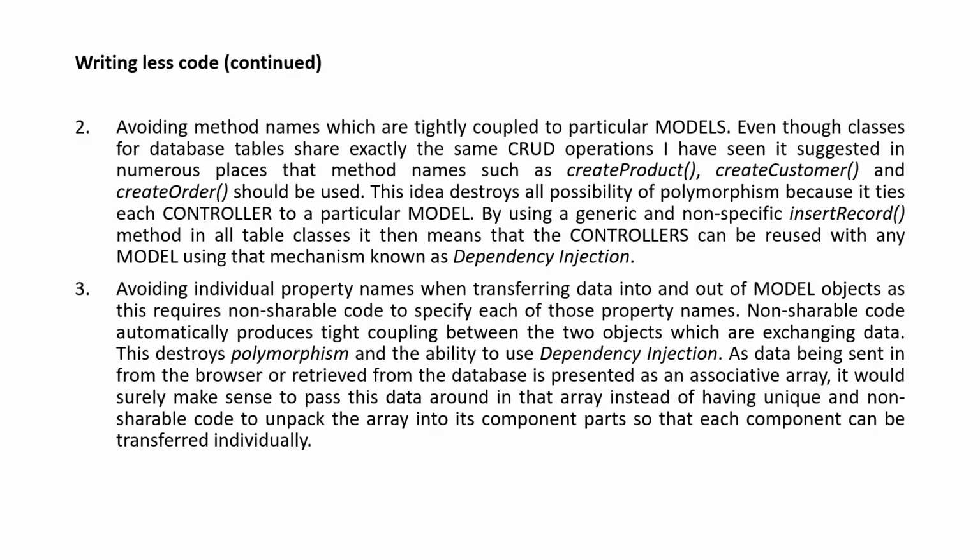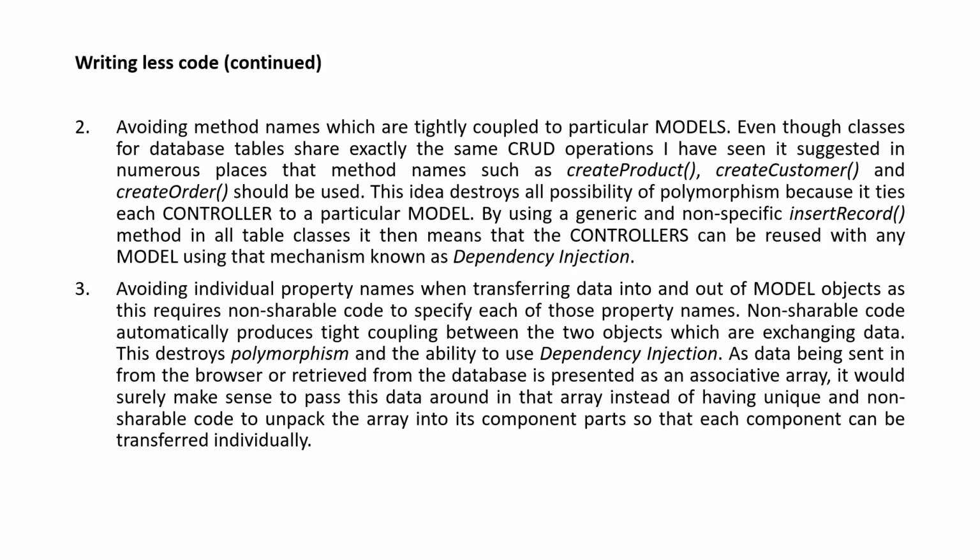2. Avoiding method names which are tightly coupled to particular models. Even though classes for database tables share exactly the same CRUD operations, I have seen it suggested in numerous places that method names such as createProduct, createCustomer and createOrder should be used. This idea destroys all possibility of polymorphism because it ties each controller to a particular model. By using a generic and non-specific insert record method in all table classes, it then means that the controllers can be reused with any model using that mechanism known as dependency injection.